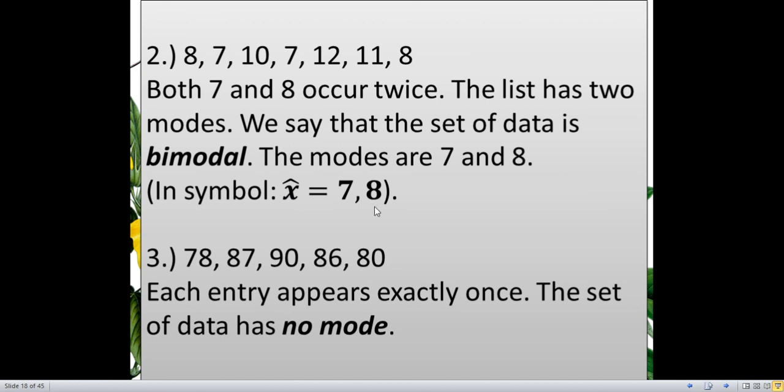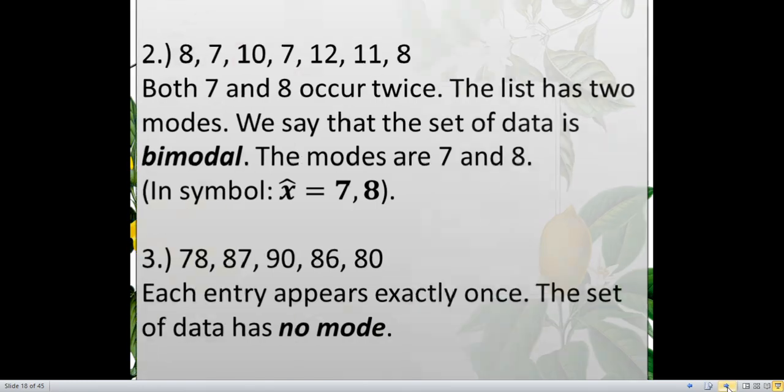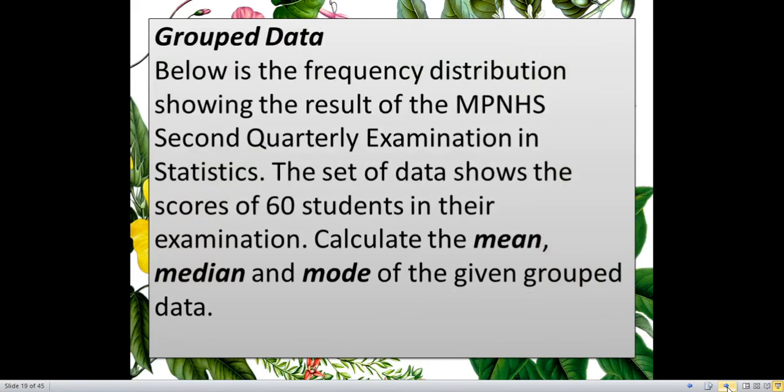How about the last example? If I have 78, 87, 90, 86, 80, as you can see, each entry or each data appears exactly once. The set of data has no mode. So you will just write no mode if you find that in your activity. Okay, we're done with the ungrouped data.